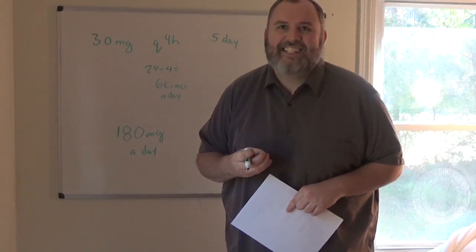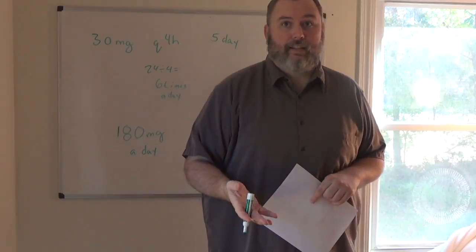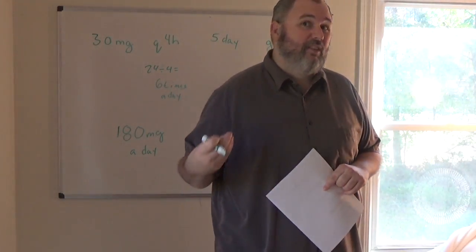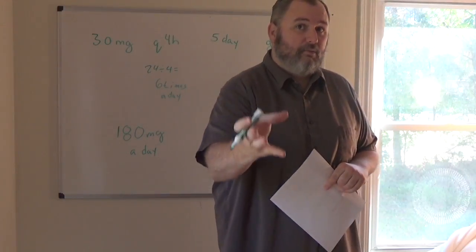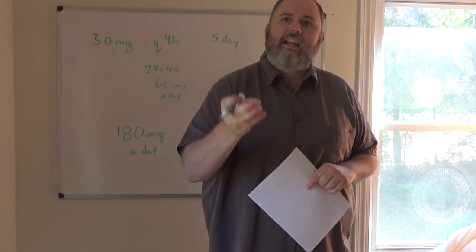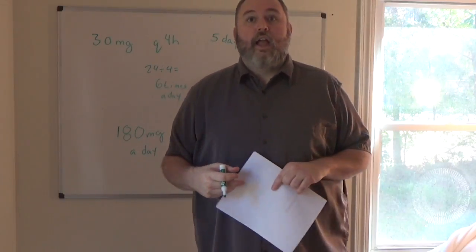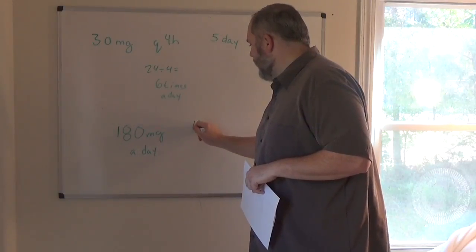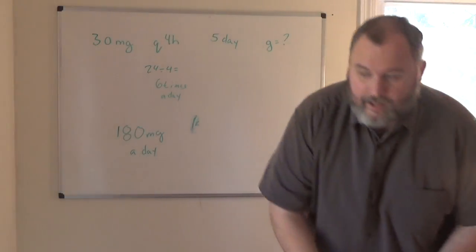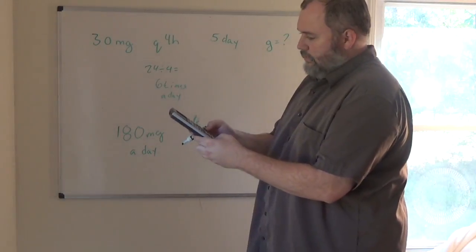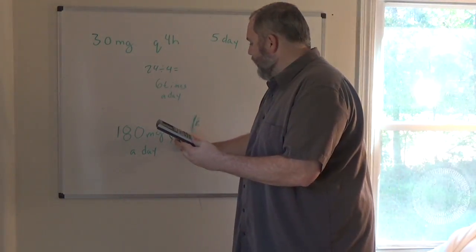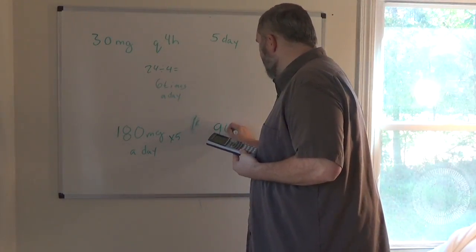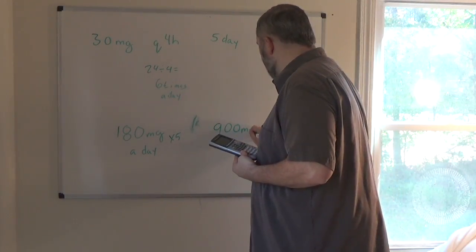But the question asked over 5 days. All right, see how we're just kind of going down a rabbit hole? One thing feeds right into the other. It's common sense, hopefully. So you know it's 180 milligrams a day, and you need to know it for 5 days. So over a 5-day period, and I'm going to use my calculator now, 180, we're going to multiply that by 5, and we get that the patient gets 900 milligrams.